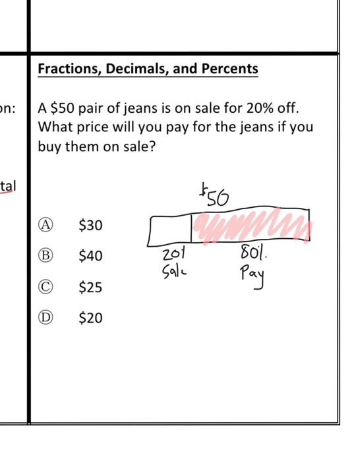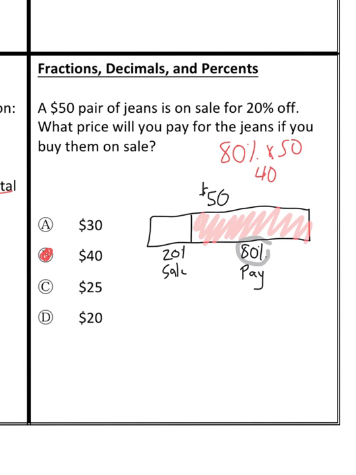So 2 ways you can do it. I think the easiest one is to figure out what 80% of $50 is. And if you type in 80% times $50, you will get 40. So you are going to be paying $40.